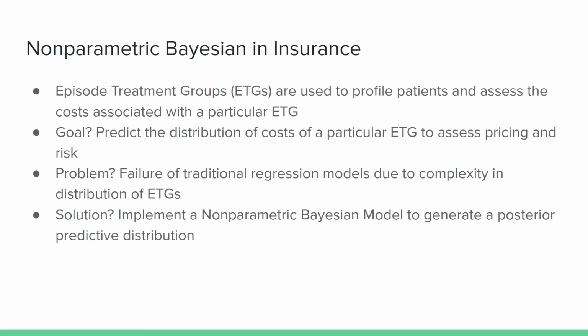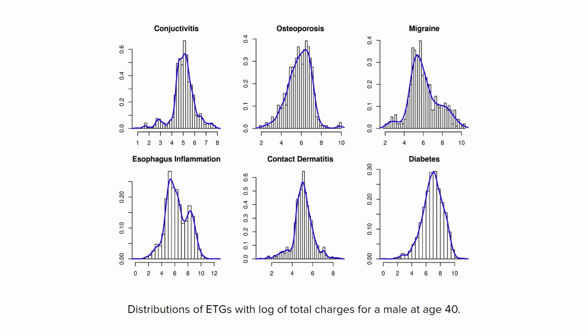Traditional models have tried to simulate the distribution of costs, but have failed because of the strict assumptions that the models hold. Thus, this is where nonparametric Bayesian comes in. These two researchers developed a nonparametric Bayesian method that can model the distribution of costs associated with an ETG given the age and gender of the policyholder.